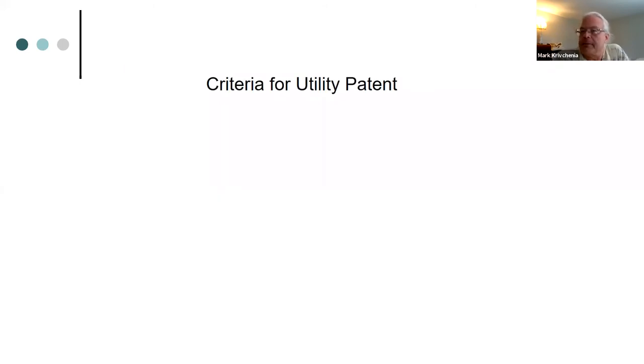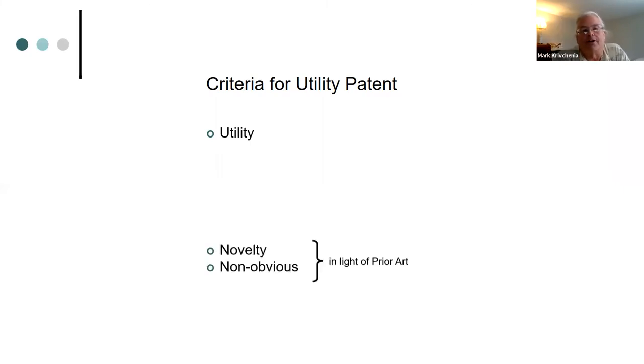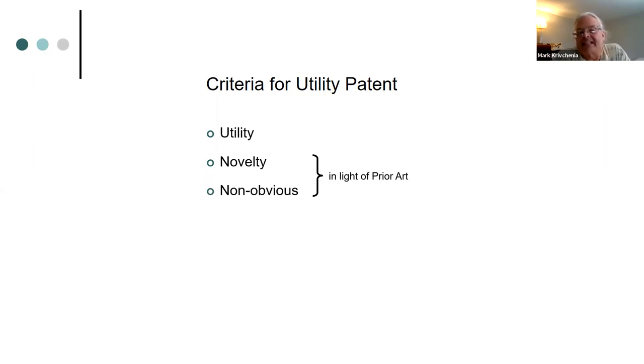Okay, so because utility patents are the bulk of patents, I'm going to just say, what are the criteria for a utility patent? Well, first it has to be utility, which means it has to be useful. That's not too hard to do. Second, it has to be novel. In other words, you can't find anything out there that is identical to it or nearly identical to it. That's called novelty.